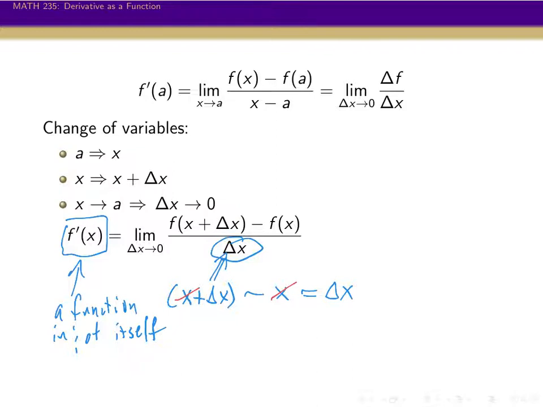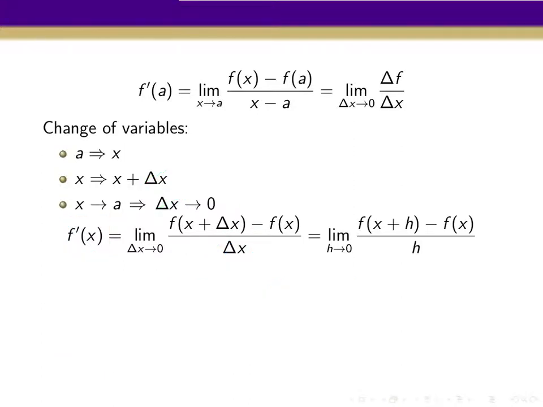Now, often, to make things a little bit shorter, rather than writing delta x everywhere, the letter h is used, and this is often used in books. So if we swap that, this limit definition becomes the limit as h goes to 0 of f of x plus h minus f of x, divided by h. And so again, this delta x and h are playing the exact same roles.